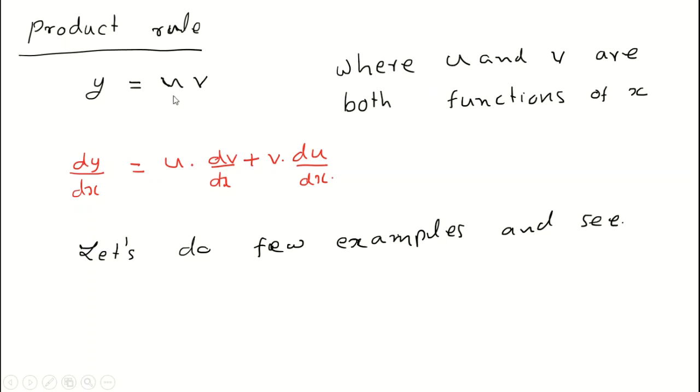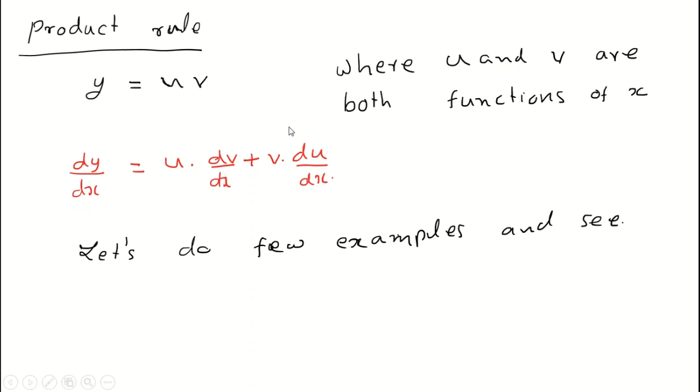If y is equal to u into v, here u and v both are functions of x, right? We will see an example. We will first get the rule. When it is a product of two functions of x, then dy over dx is: you just hold one and differentiate the other, plus hold the other one and differentiate the first. So u times dv over dx plus v times du over dx.